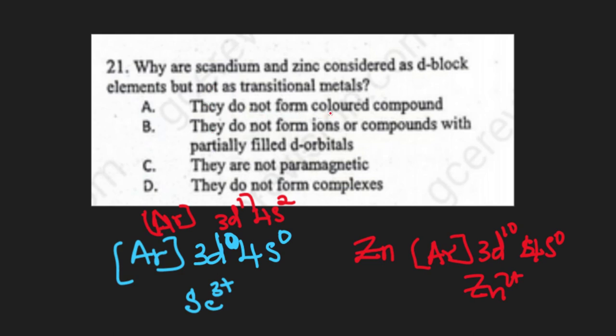We say A, they do not form colored compounds. That's not a particular characteristic. B, they do not form ions or compounds with partially filled d orbitals. That is our correct answer, making it to be B.